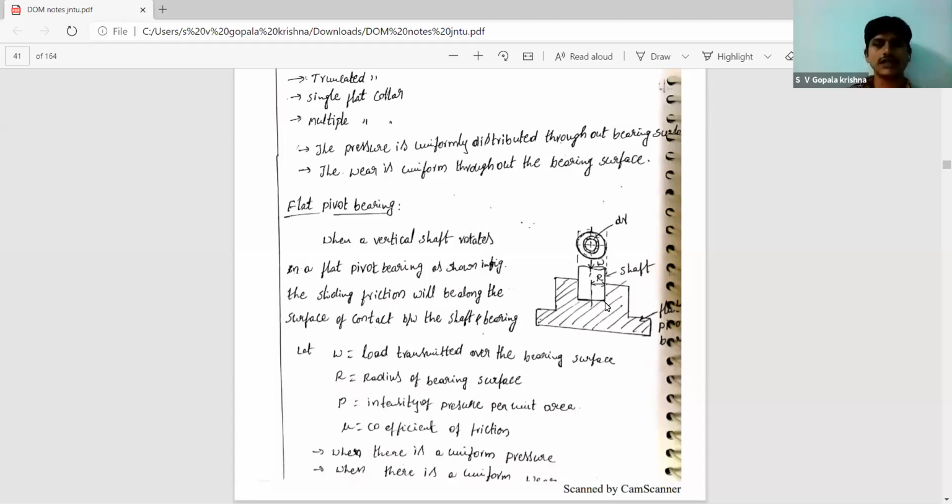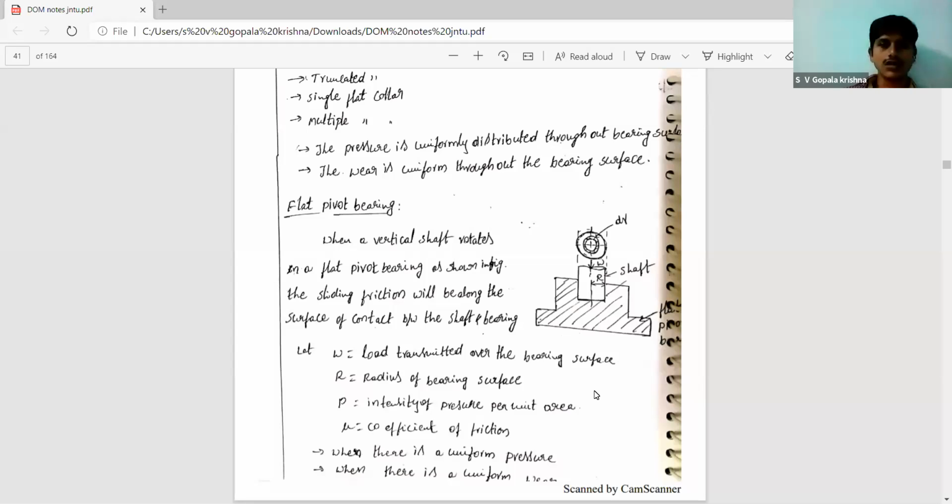When a vertical shaft rotates in a flat pivot bearing as shown in the figure, sliding friction occurs at the surface of contact between the shaft and the bearing. The bearing also has a flat shape where the shaft is placed, so that end is flat. That is the flat pivot bearing. Now we are going to do the derivation. Before we derive it, we will make the simple representations.